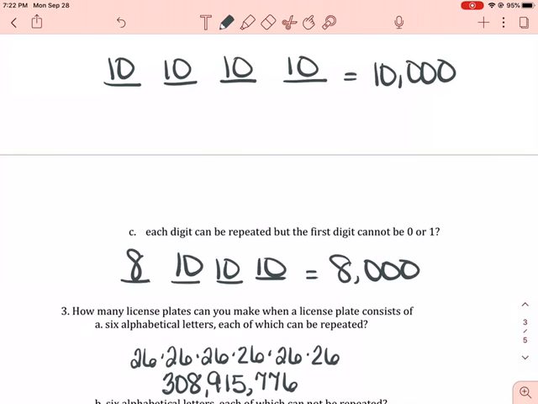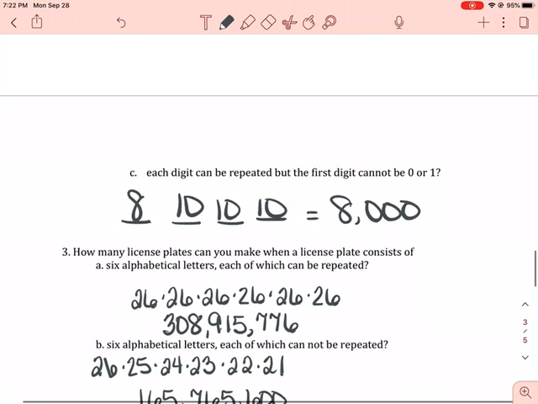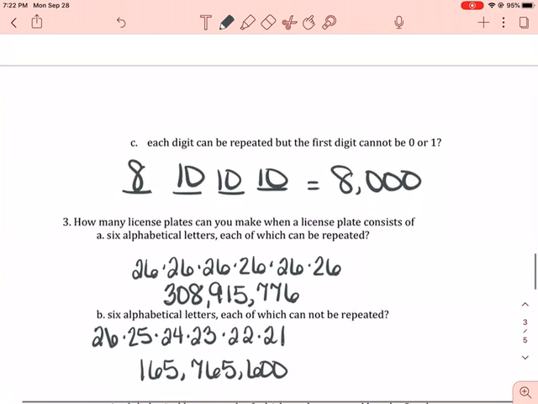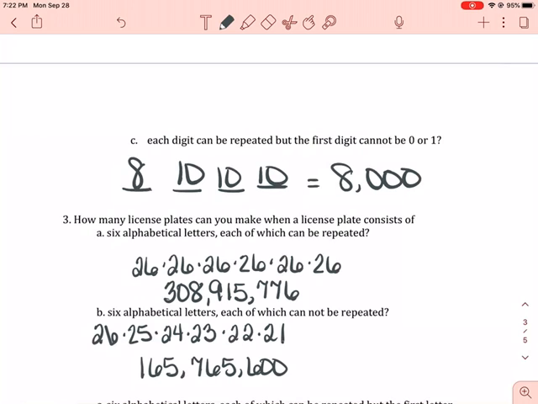Now, this is not 6 times 26. It's 26 to the 6th power. Number of choices times number of choices. There are 26 choices, and we're doing it 6 times. So there's 308,915,776 different ways. Now, this one says, what if we cannot repeat?